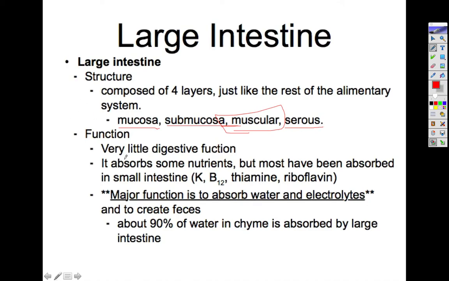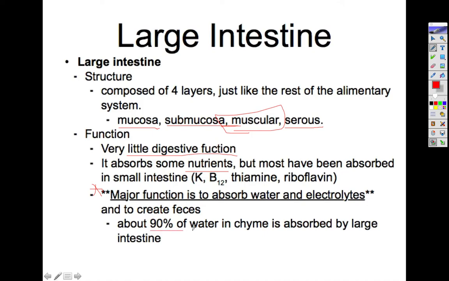Again, your large intestine has very little digestive function. Most of that's with your small intestine. It absorbs some nutrients, but most have already been taken care of in your small intestine. This can't be starred enough. Your major function is to absorb water and electrolytes. This prevents your body from expelling excess water.